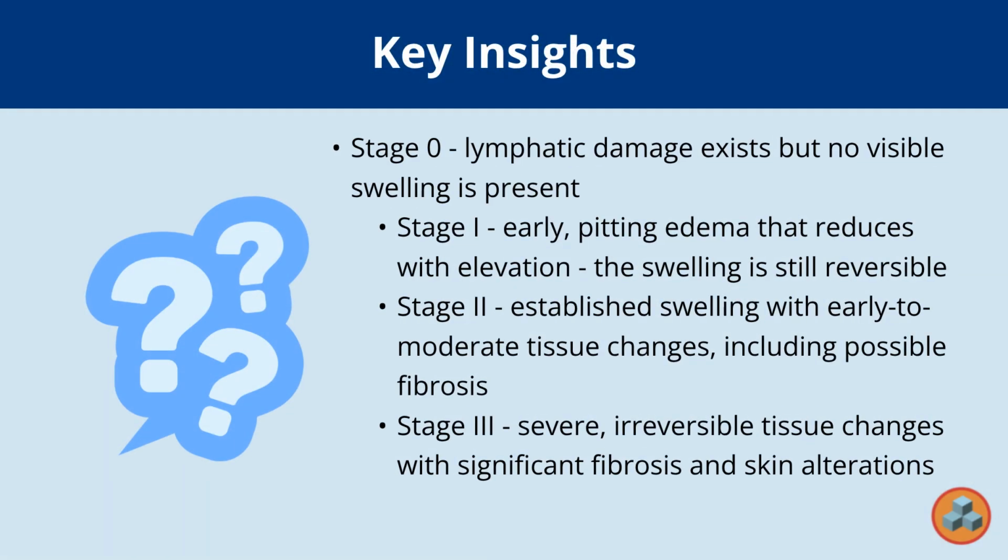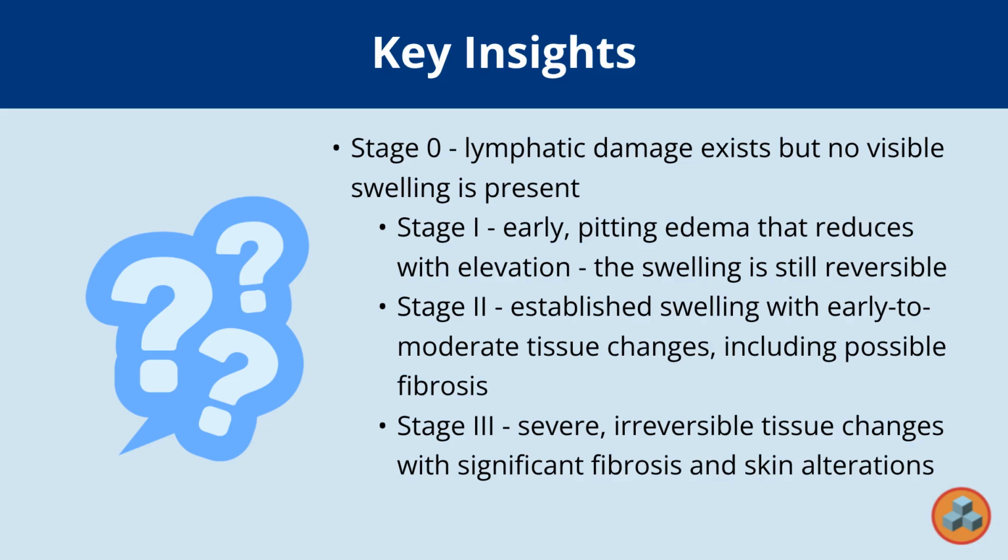Stage 0 is a latent or subclinical stage where lymphatic damage exists but no visible swelling is present. Stage 1 involves early, pitting edema that reduces with elevation. The swelling is still reversible. Stage 2 lymphedema involves established swelling with early to moderate tissue changes, including possible fibrosis. At this stage, elevation alone no longer reduces it. Stage 3, sometimes called lymphostatic elephantiasis, involves severe, irreversible tissue changes with significant fibrosis and skin alterations.